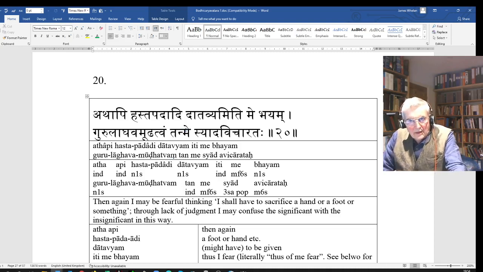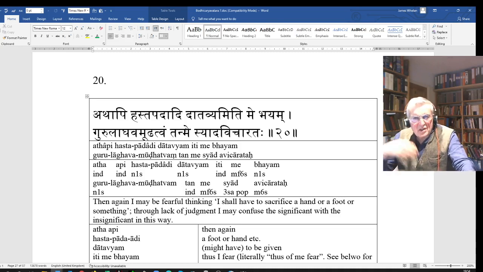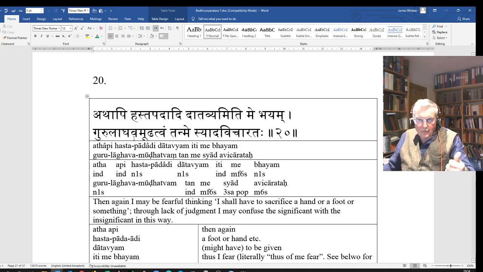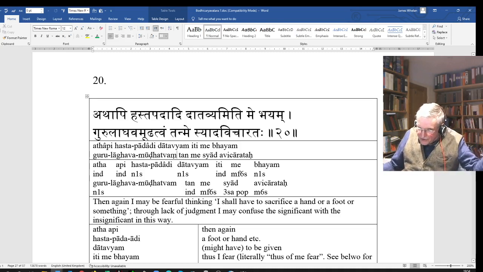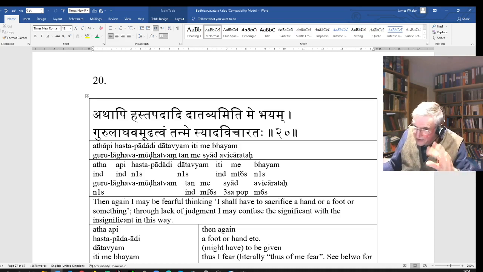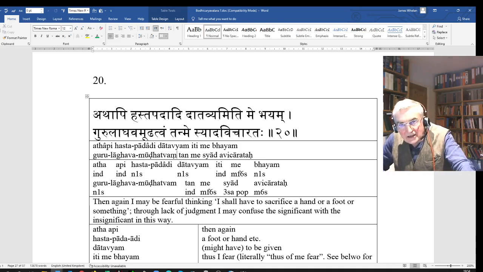So, ata api, by Sandhi, atapi, literally here too, here again. You often find this phrase atapi used in discussions to introduce the statement here again, here too, again on this point. I mean, on the other hand, yet again, on the other, it must be said. So while on this subject, all the previous things that have been said, atapi, another thing that arises, literally here again, hastapadadi datavyam.